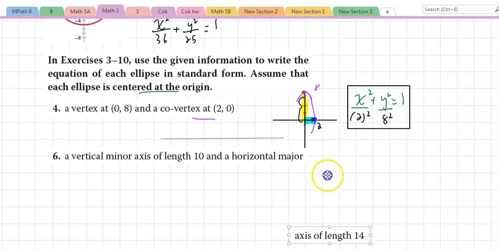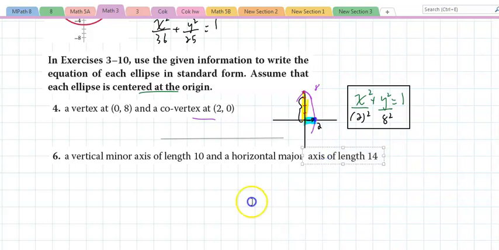And let's look at the next problem. It says, find me an equation of an ellipse. Alright, I'm going to sketch a rough graph again. Right there. Roughly put down what's given.